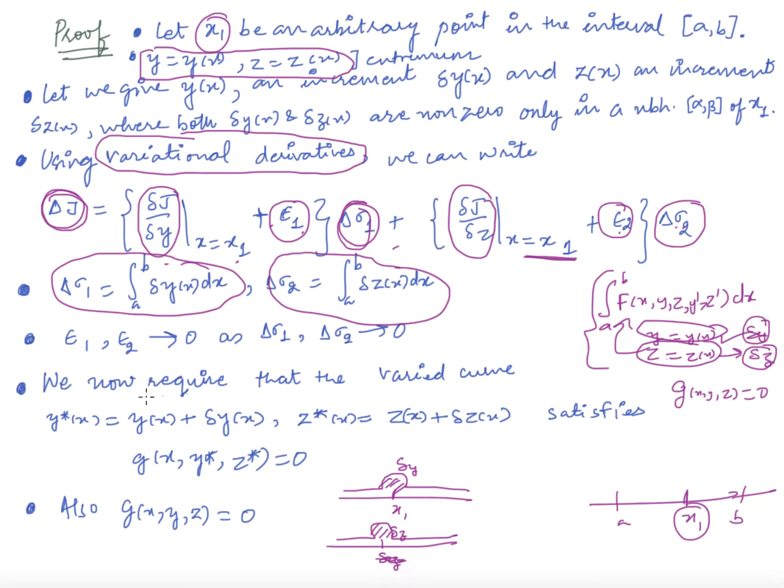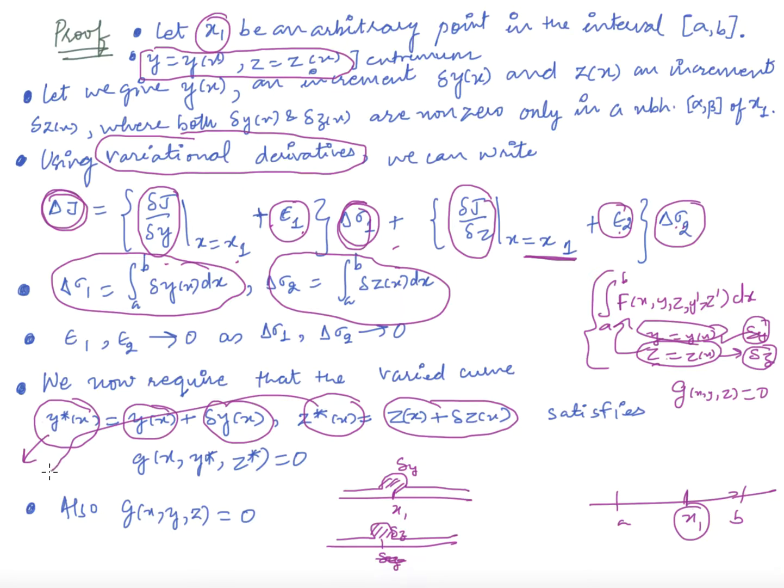So now we are giving these two increments to y and z respectively. So we have the incremented functions, that is y star of x is equal to y of x plus delta y of x, and z star of x is equal to z of x plus delta z of x. We want these to be our admissible curves. So it means that y star and z star must satisfy our extra finite subsidiary condition. So we must have that g of x, y star, z star is equal to 0. Already y and z were admissible functions, so we already had g of x, y, z equal to 0.